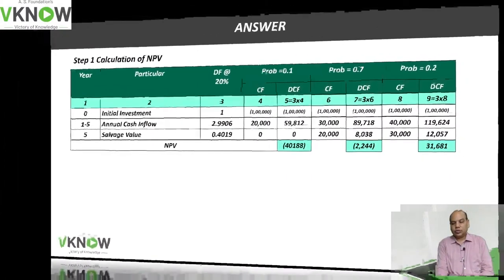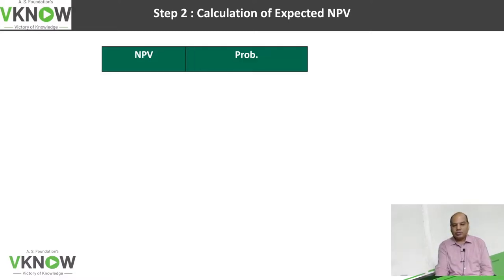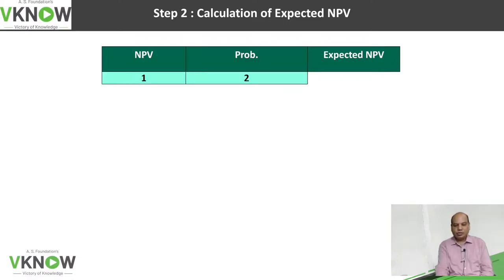Okay, write down below. Step 2, calculation of expected NPV. Draw this table with three columns: NPV, probability, expected NPV. Column number 1, 2, 3. Third column is 1 into 2.